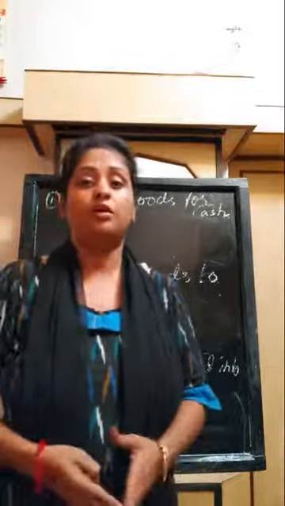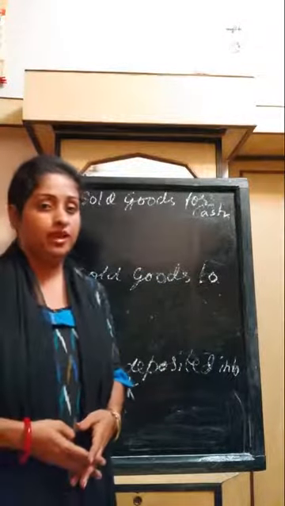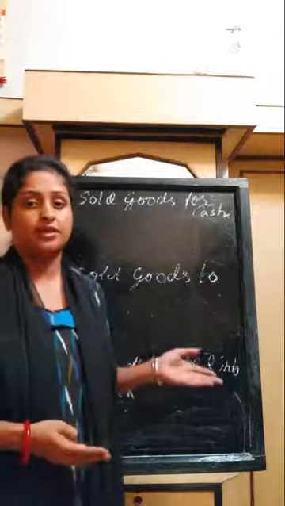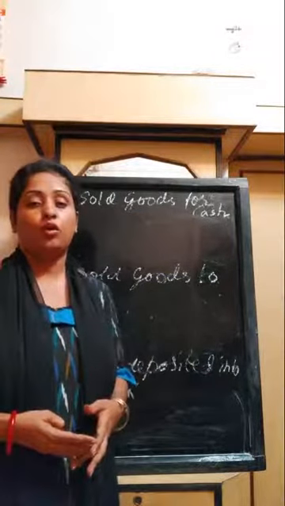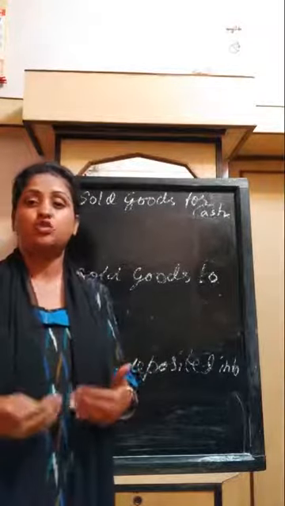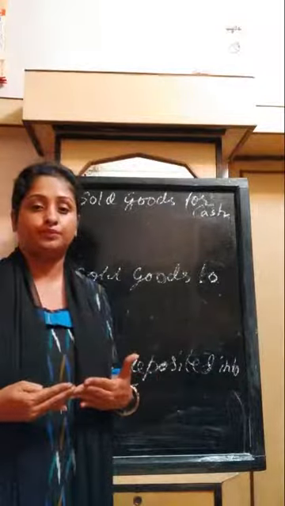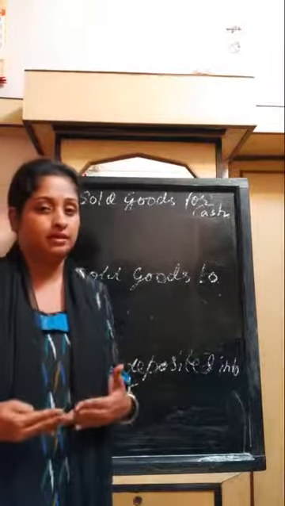Here I have come with some more transactions from where we will identify the two accounts hidden in each transaction, and from that we will decide which one is credit and which one is debit, which account is to be debited and which account is to be credited. So without delay, let's start the class.